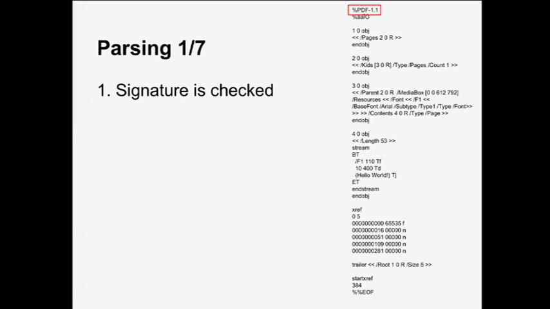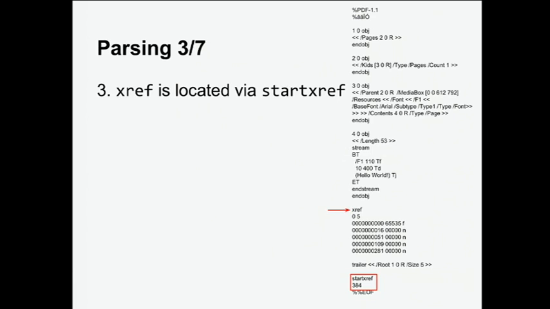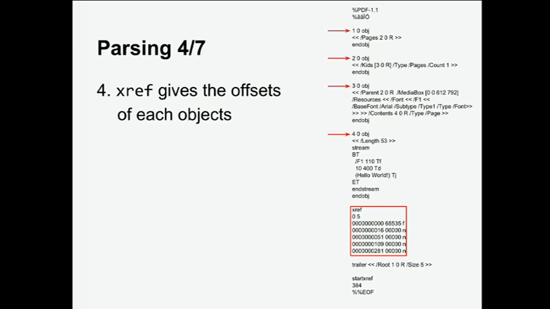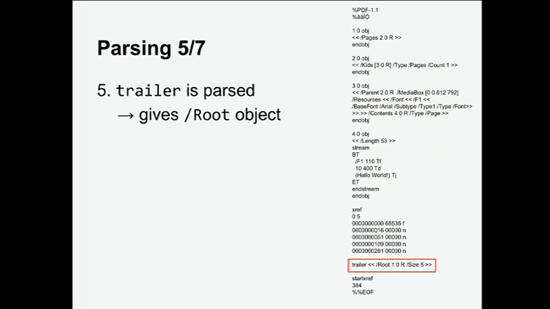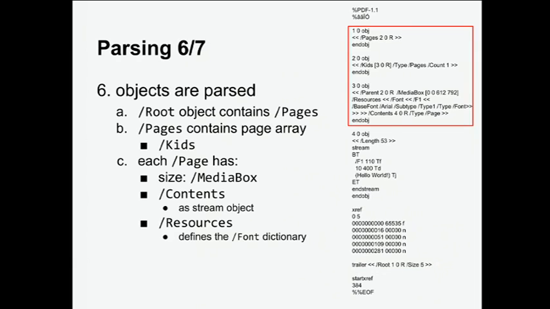So now let's see how it's parsed again. So first we check the signature, then we check the end of file. You know, that's really straightforward. Then we look at the start xref, which gives us the offset of the cross-reference. Then the cross-reference table gives us the offset of each object. The trailer gives us the root object, which is 1 here. So we start here. And then everything is parsed. Object 1 defines pages, that is object 2. The kids of the pages is object 3, and so on. And then it goes and goes.